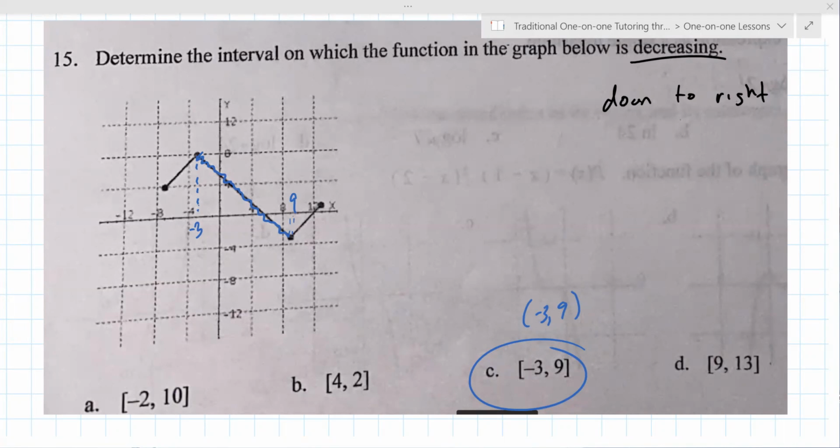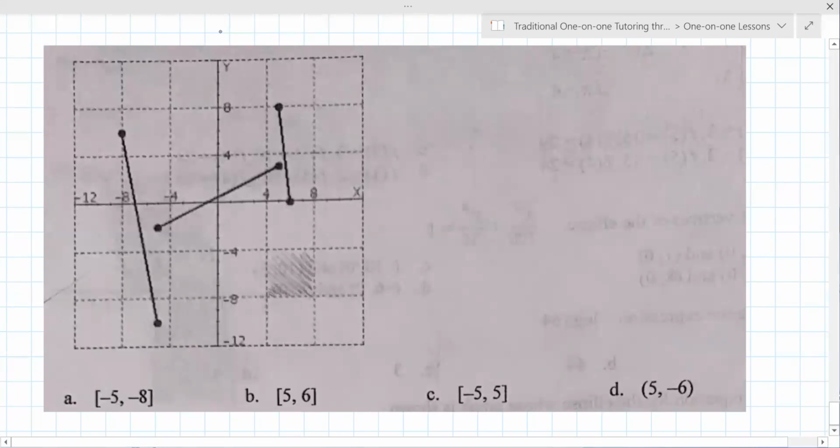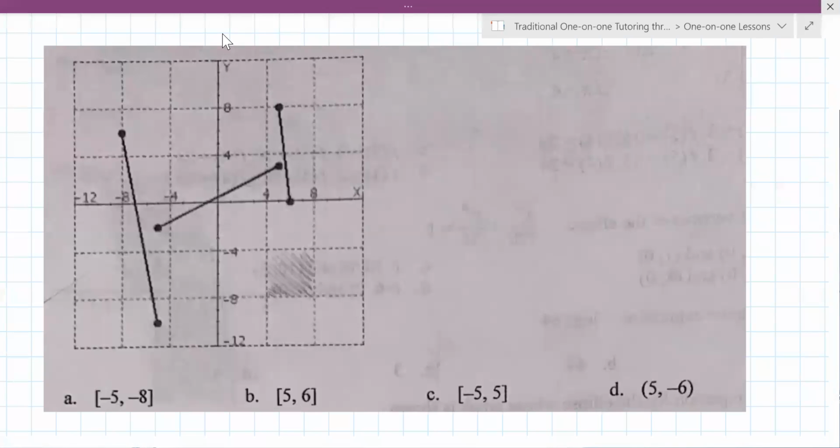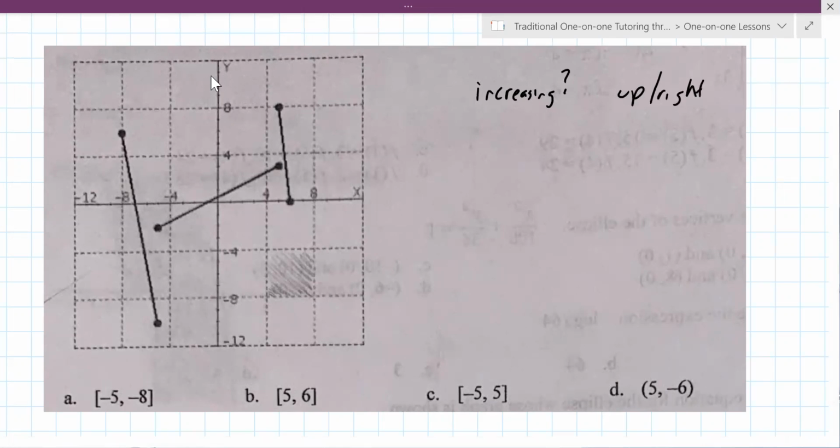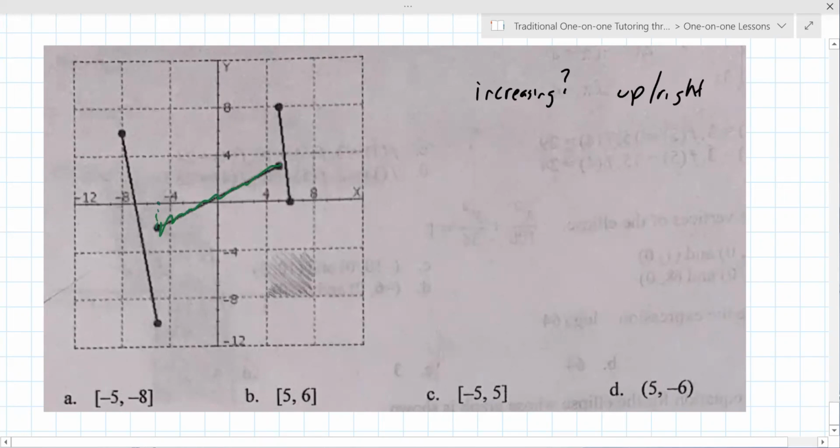16. Okay, so this one's asking where it's increasing. Increasing, question mark. So that's where it's going up and to the right. So I'll label it in green, a different color this time. It's right there. So it's the x values though. So it's, I don't know, -5 to maybe 5. And again, it's actually only supposed to be an open interval.